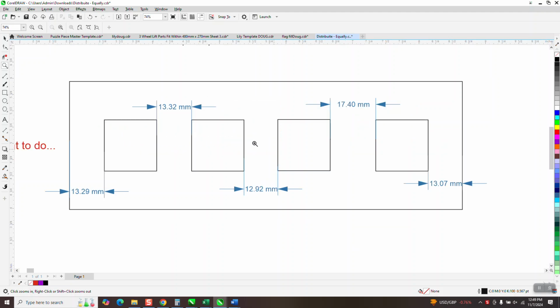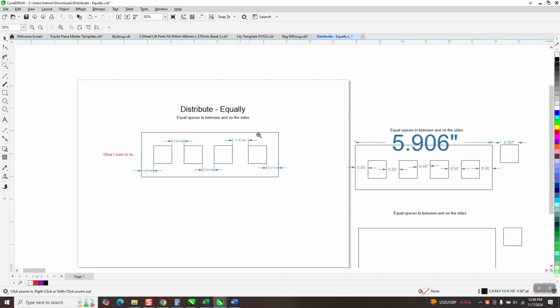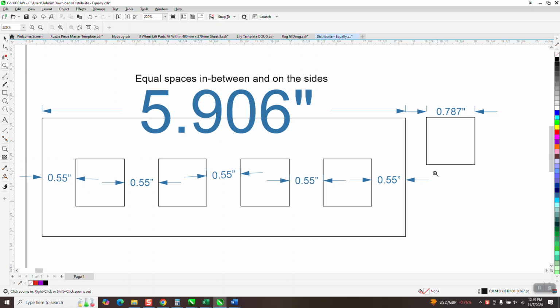Somebody sent me this file and they're trying to get the sides and the space between the squares all the same. I'm not a mathematician, and I'm thinking my mathematician friends are going to start laughing when they see the way I do it. And what's more difficult, if this box was 6 inches and these were 1, but this box is 5.906 and the cubes are 0.78.